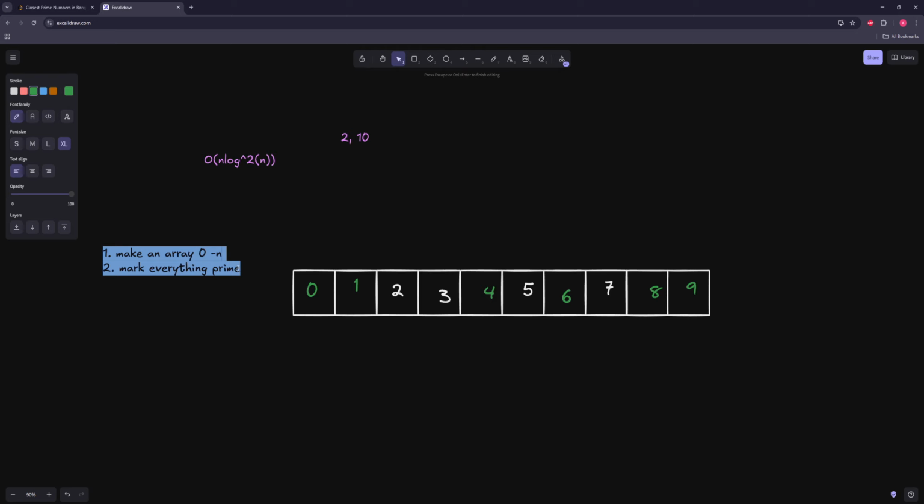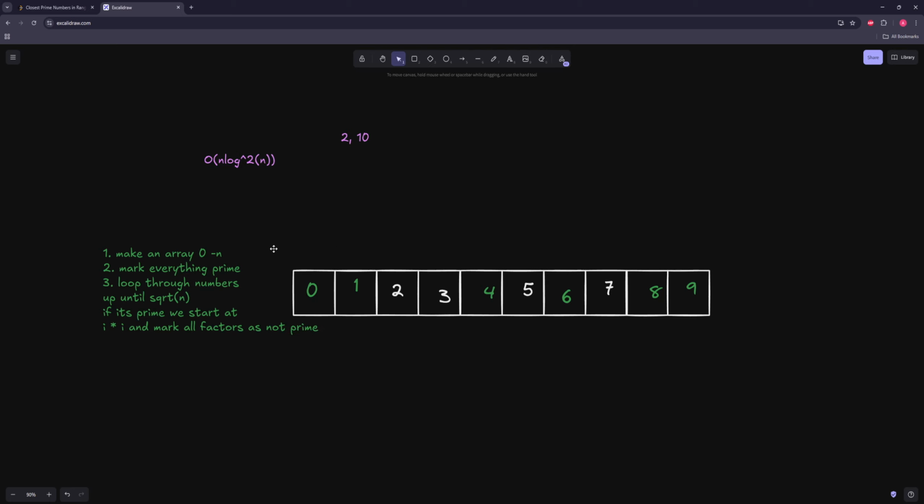So mark everything prime, then we just loop through numbers up until the square root of n. And then if it's prime, we start at that number squared and mark all factors as not prime. And then at the end, we'll just have this array of prime, not prime, prime, not prime, and whatever.